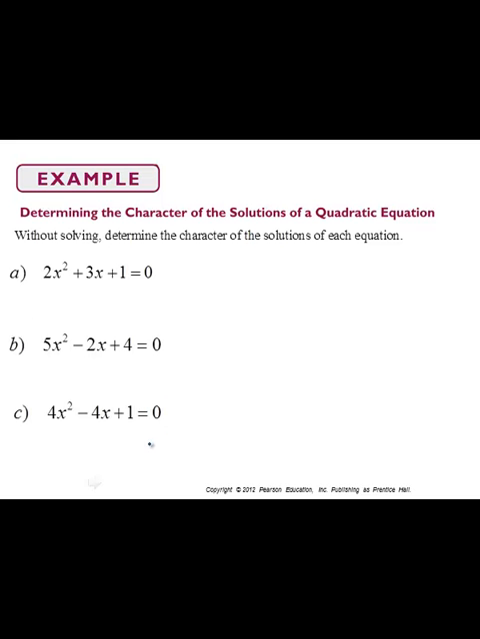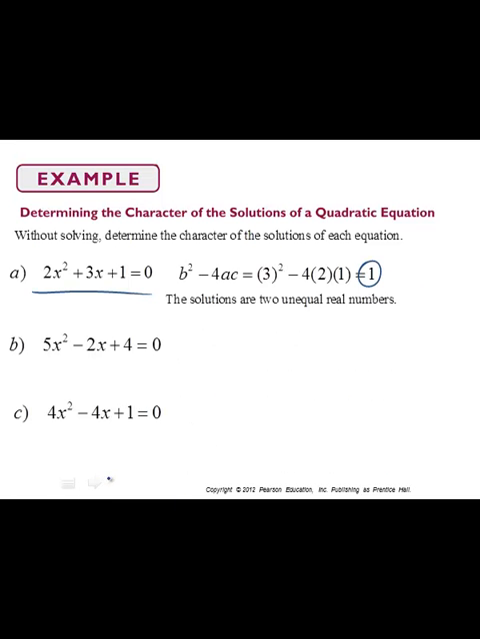So here's a couple more examples. We're not going to actually solve the equation. We just want to know what is the nature of the solution, so we just evaluate the discriminant. For part A, b squared minus 4ac is what? 3 squared minus 4 times 2 times 1. 9 minus 8 is 1. The discriminant is positive. That means that we will have two unique real numbers.